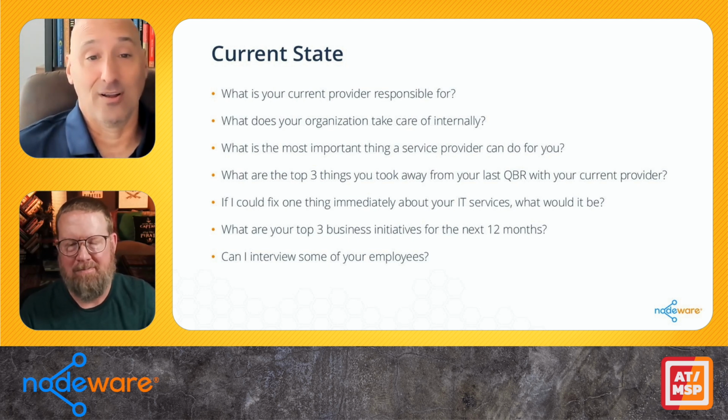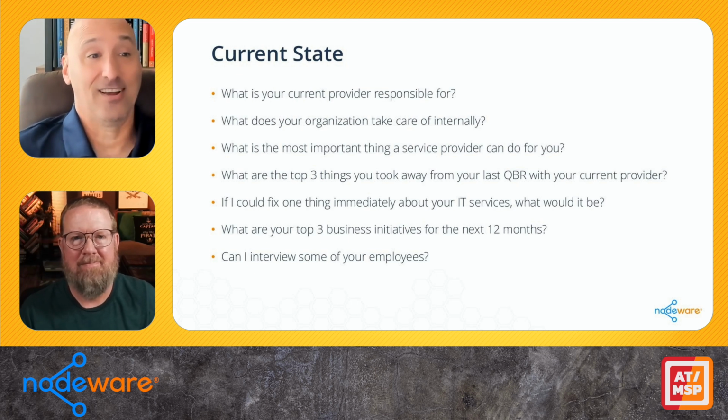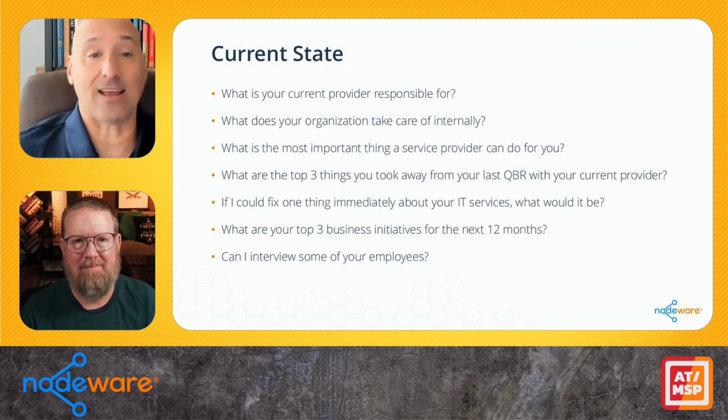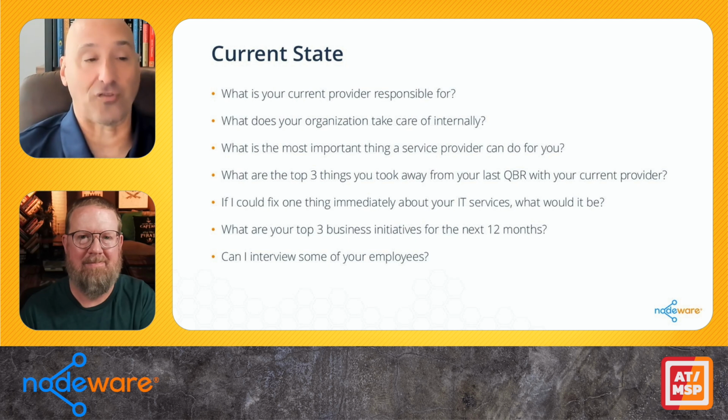Two, does this person who's the decision maker actually attend the QBRs? That's important to know. If they're having QBRs and they're not showing up, why? Third, if they are showing up, are they paying attention? And if they are paying attention and they can give you three things, guess what, those are some things that are important to them, because those are the three things they remembered. What are your top three business initiatives for the next 12 months? Understanding where they're going and how you might be able to help them.